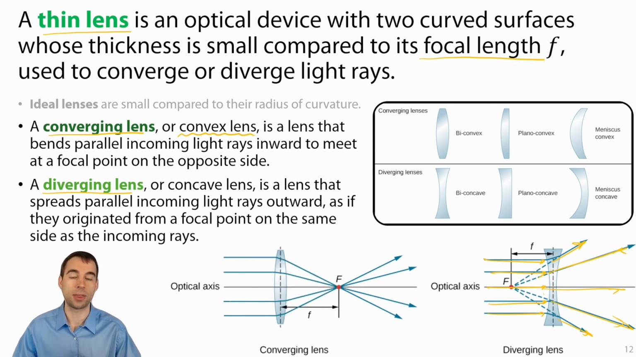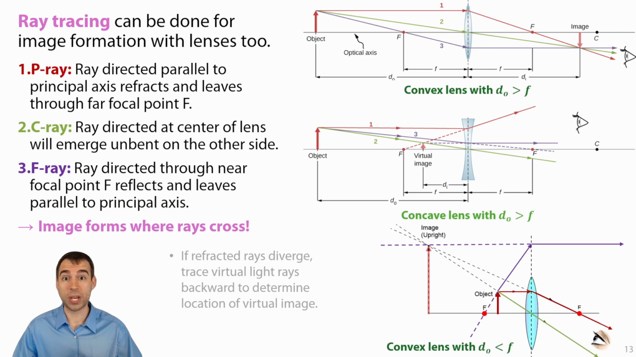So sometimes we call a converging lens a convex lens based on its football-like shape. It's thicker in the middle and thinner on the edges. And we call a diverging lens a concave lens because it is thinner in the middle and thicker on the edges. Similar to spherical mirrors, we can also do ray tracing for thin lenses, which have two curved edges.